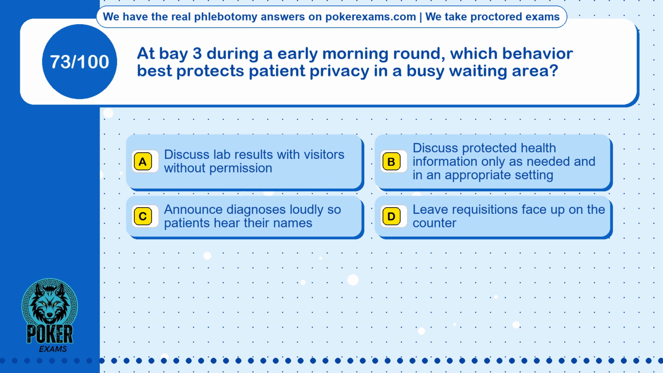Question 73. At Bay 3 during an early morning round, which behavior best protects patient privacy in a busy waiting area? Option A. Discuss lab results with visitors without permission. Option B. Discuss protected health information only as needed and in an appropriate setting. Option C. Announce diagnoses loudly so patients hear their names. Option D. Leave requisitions face up on the counter.